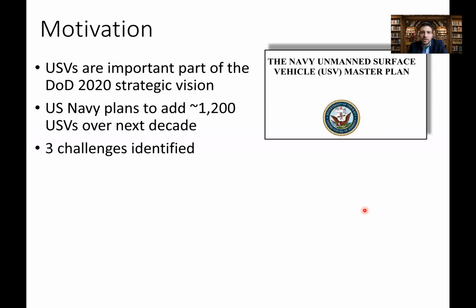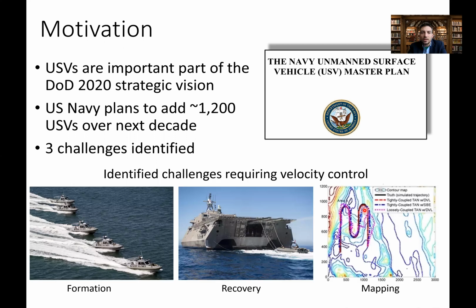So for my motivation, I spent some time reading this 75-page document that the Navy publishes once every 10 years, which outlines their strategic vision for how unmanned systems are going to be used. And you might not know this, but the Navy plans to add over 1,200 USVs over the next decade between now and 2030. So they're going to become a huge component of the future fighting force. And in that document, they identified 3 important challenges. And those challenges all require good velocity control.